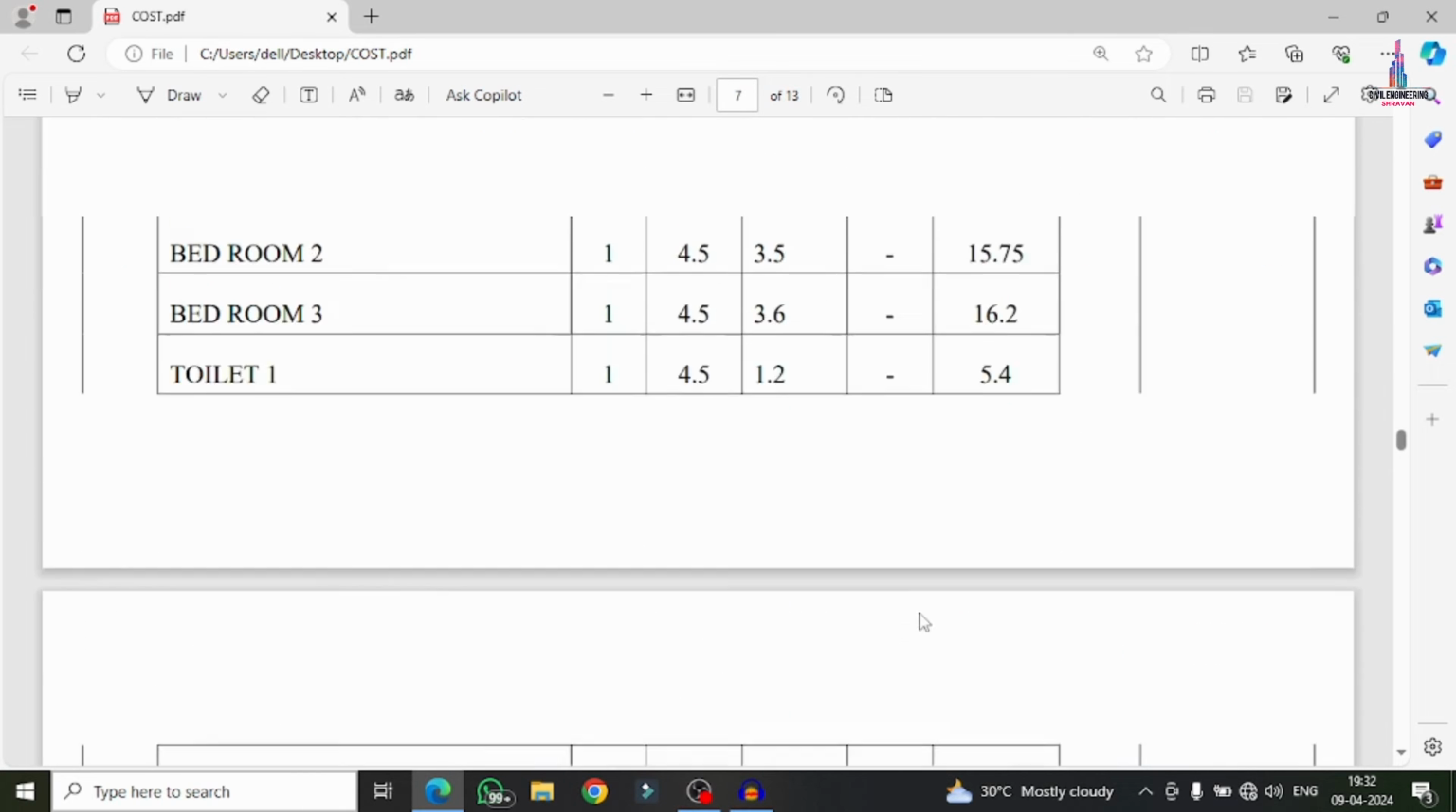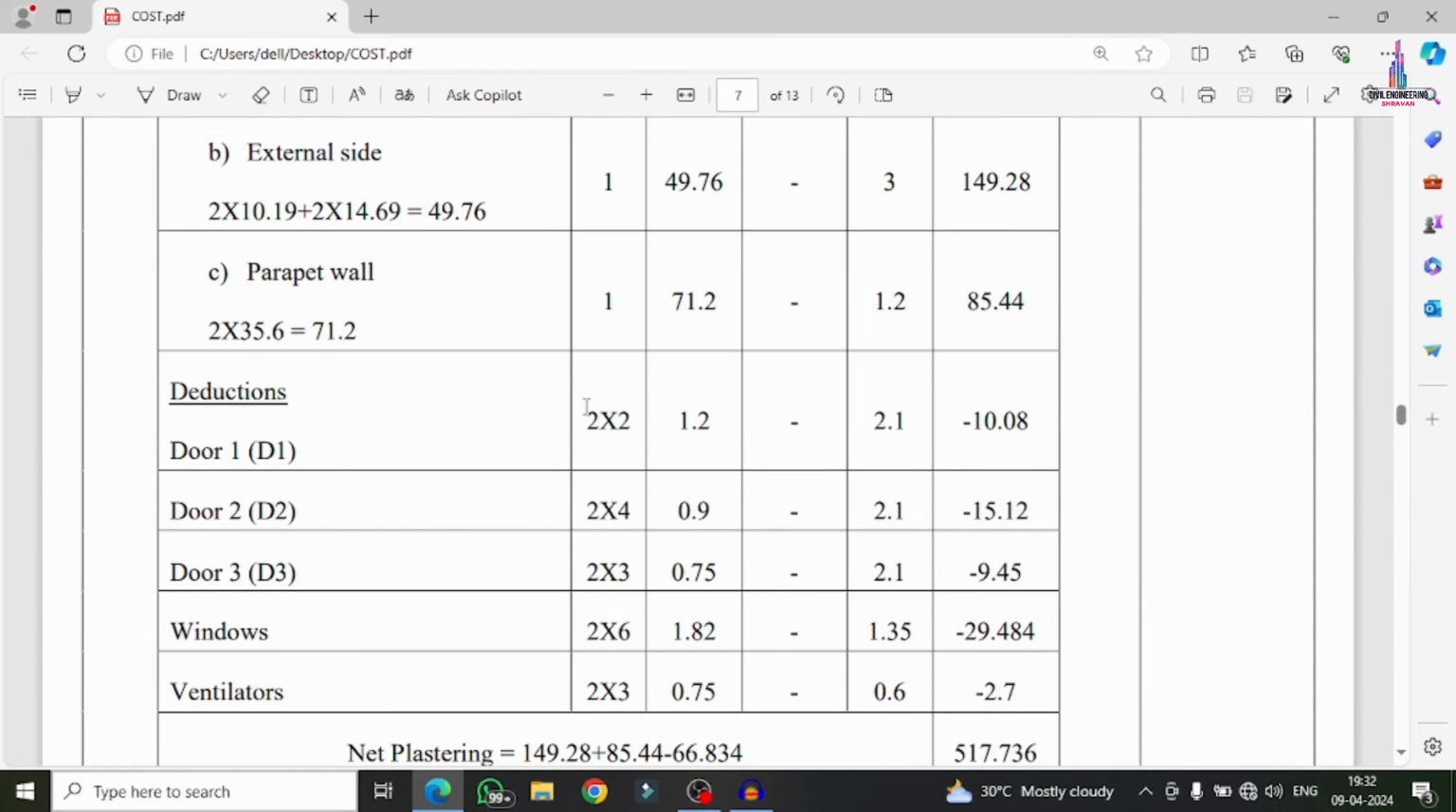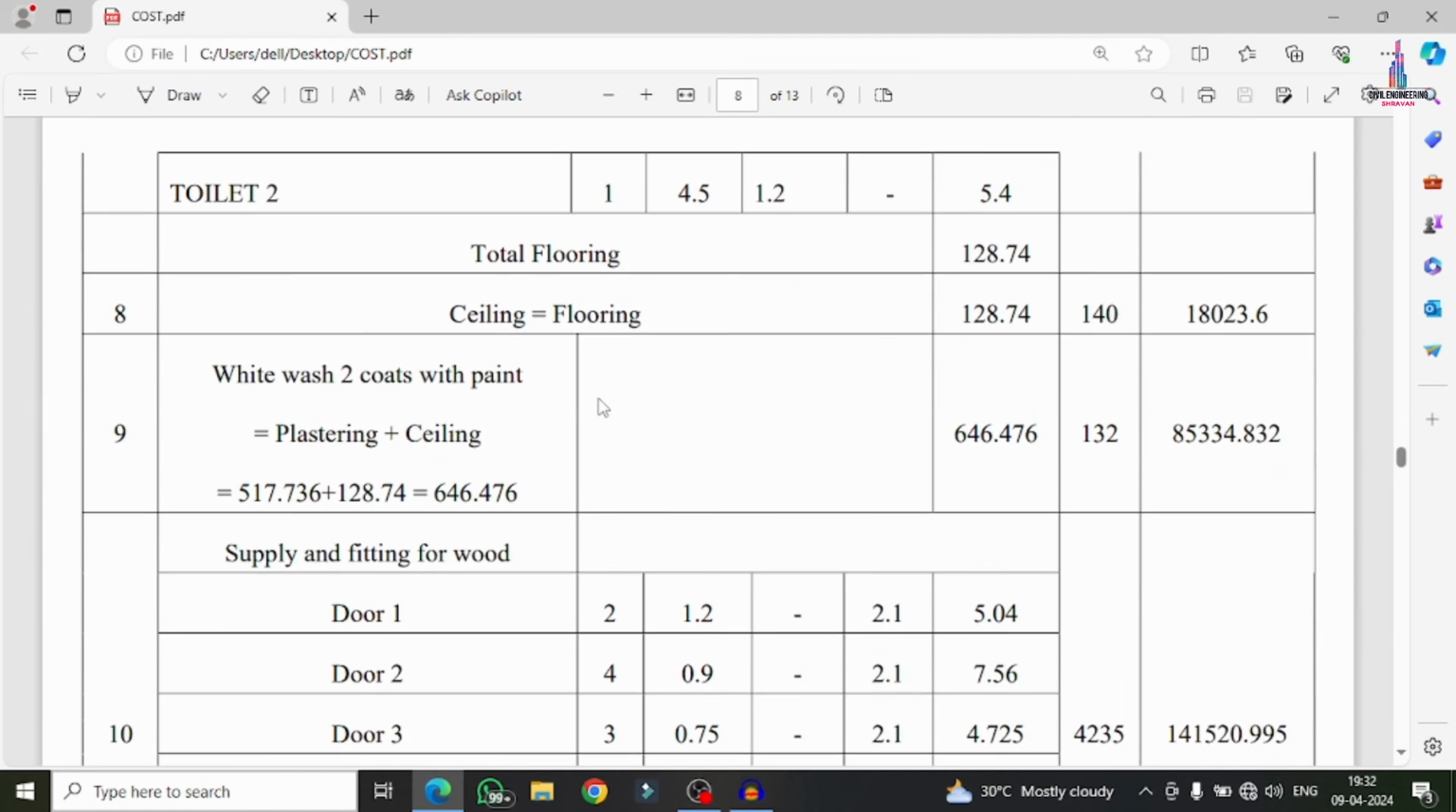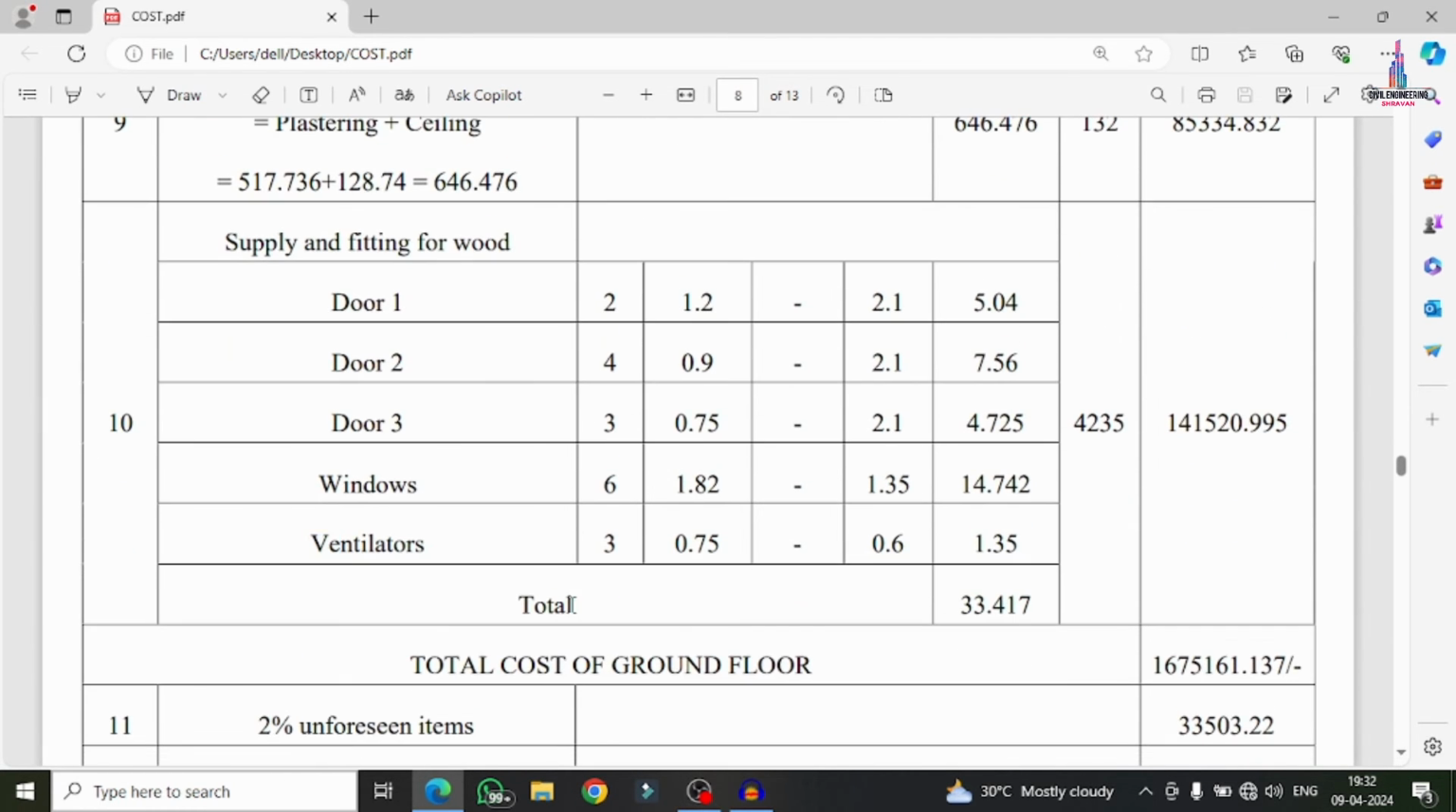So I have already explained the concepts related to the number of doors and number of windows in the deductions itself. That's why I'm showing only the values here. The total cost of the project, if I sum these total values, then we get the value approximately here.